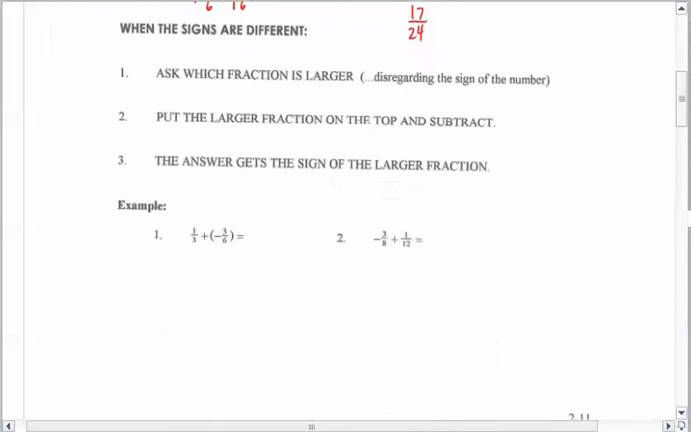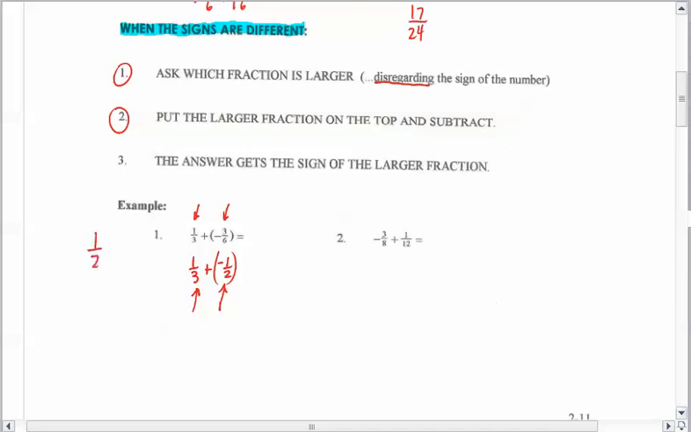Now, what about when the signs are different and we're combining fractions? Well, I have 3 easy steps that I think will help. First thing is ask which fraction is larger. Now, I mean to say when we disregard the sign of the number. For instance, I have a 1/3 and I have a negative 3/6. Well, you might say, well, Miss Savelle, that 3/6 is really just a half. So, okay, fine. Then rewrite it. But we still have to know which one's larger. Well, 1/2 is larger than 1/3, and I'm disregarding the negative, right? Just forget about that. So, step 2, put the larger fraction on the top.